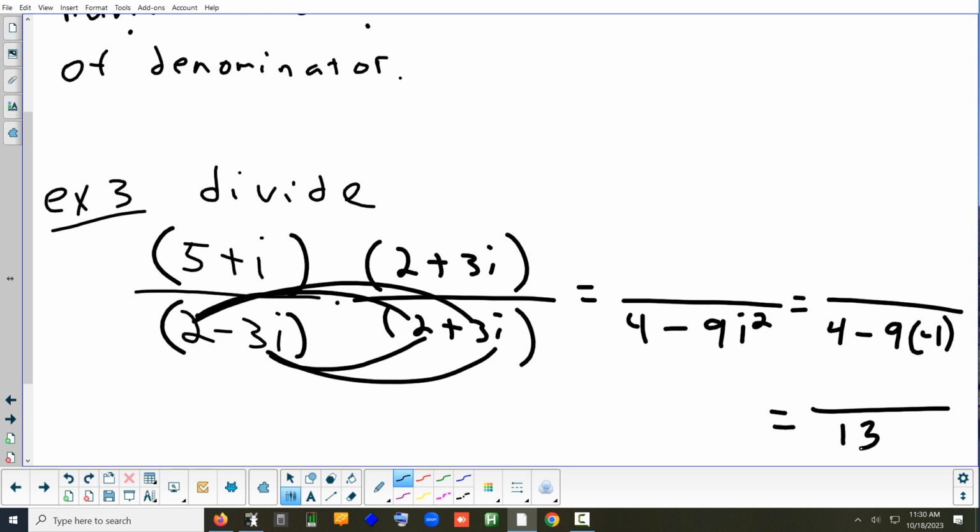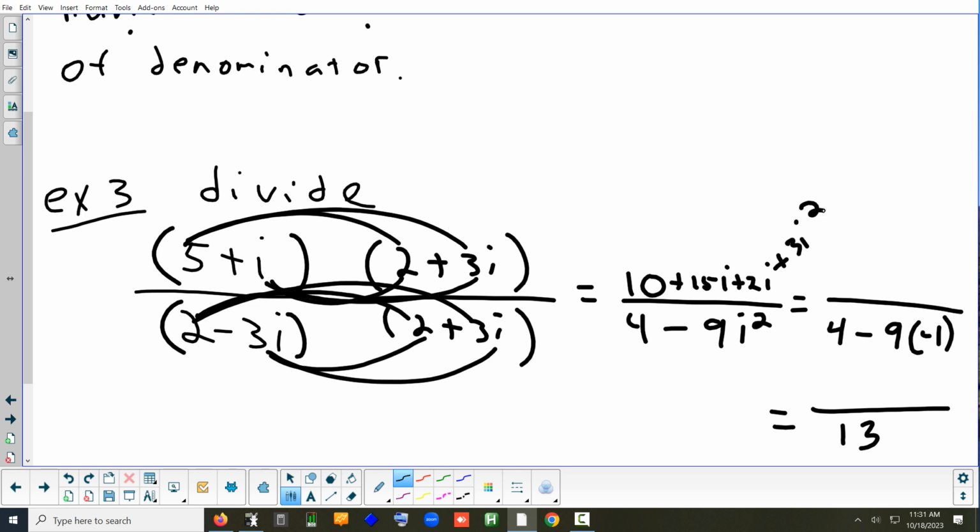Now let's figure out the top. Are the top numbers conjugates? No. Then there is no quick way to do them. You just have to FOIL it out. Alright, so 5 times 2, that gives me 10. And then I get 5 times 3i, so that's 15i. And what about 2 times i? That's 2i. And then positive i times positive 3i, that's a 3i squared. Once we combine like terms, we'll have enough space to fit that.